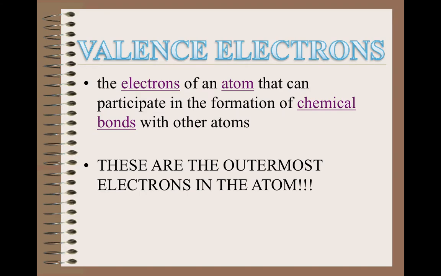Now, when we talk about electrons, there's this big word that looks crazy, but it's a big thing when it comes to chemistry, and that is valence electrons. I'm going to skip this first blurb because I really only want you to know the second. The second blurb down here says, these are the outermost electrons in the atom. Plain and simple. The valence electrons are the outermost electrons in the atom.